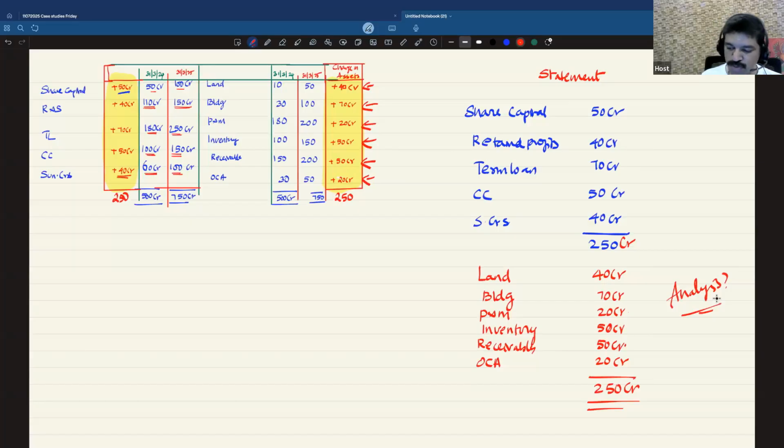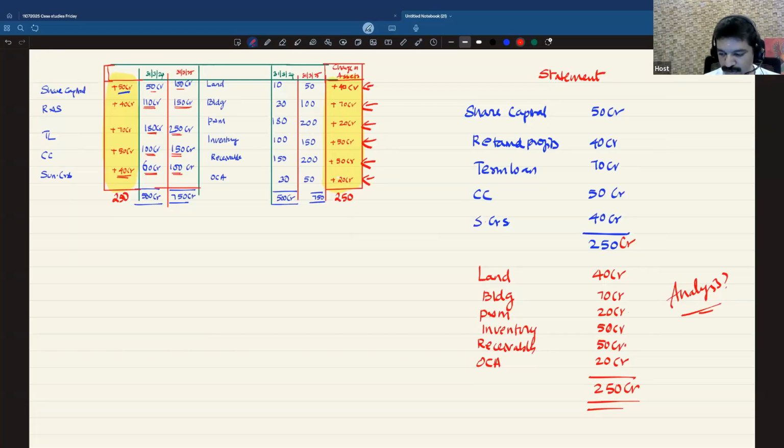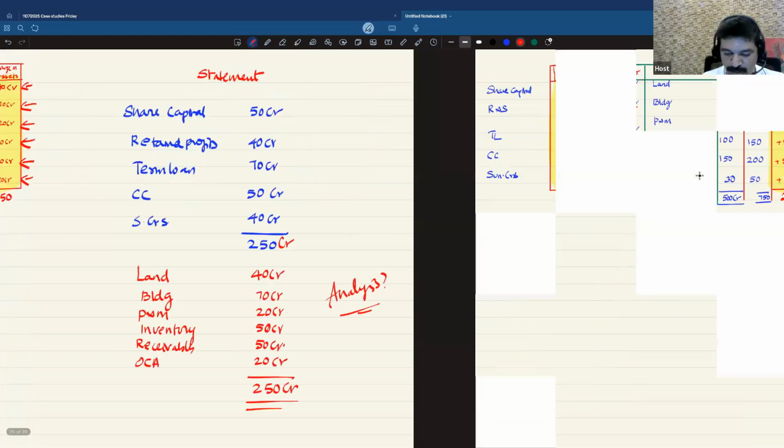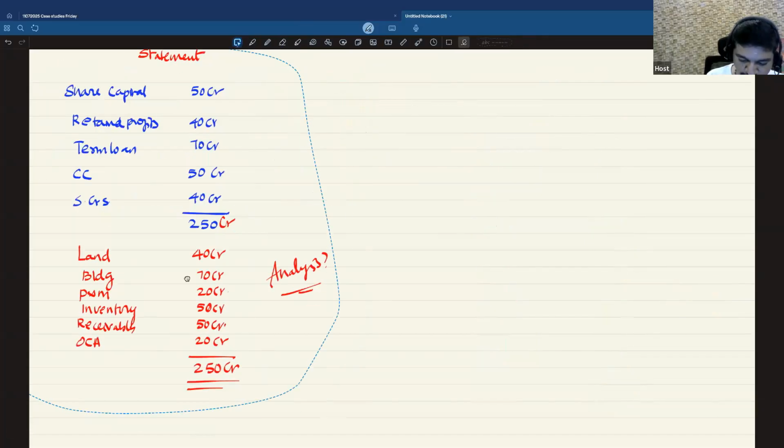If you want to really do some analysis, you have to slightly alter this structure. What alteration? Let's see. Let me just clear this. Okay, listen.